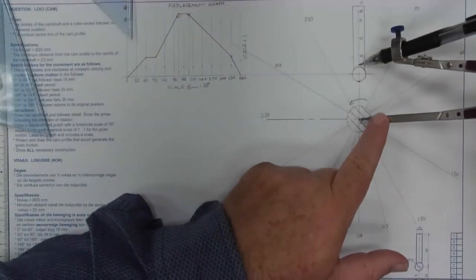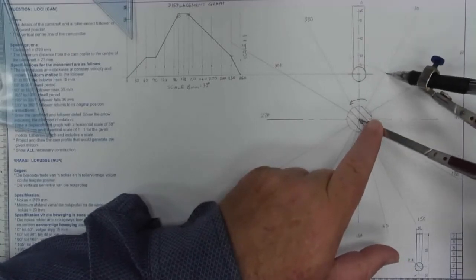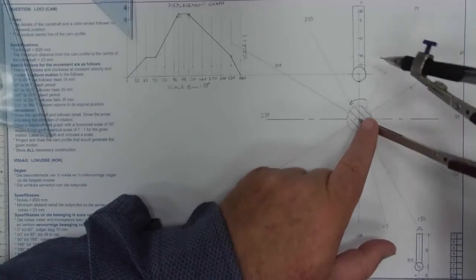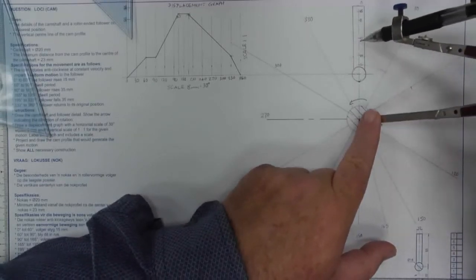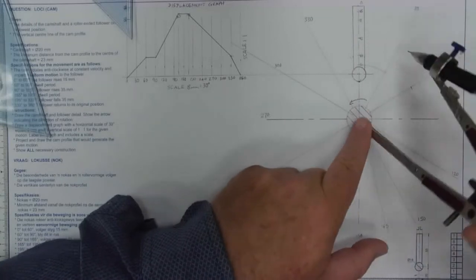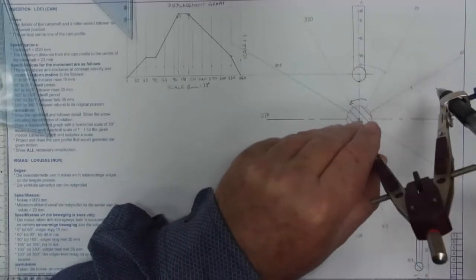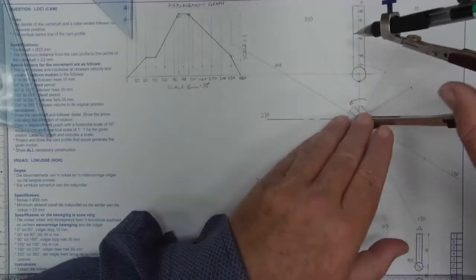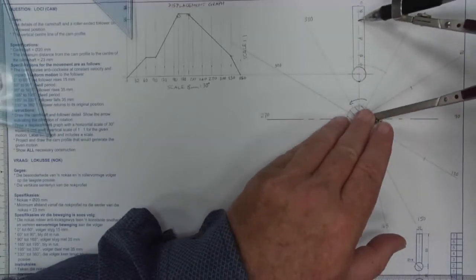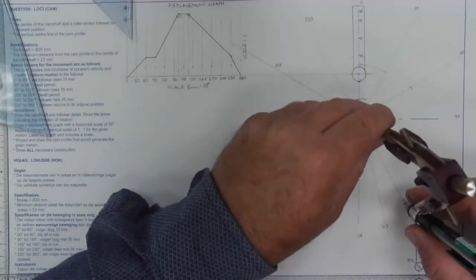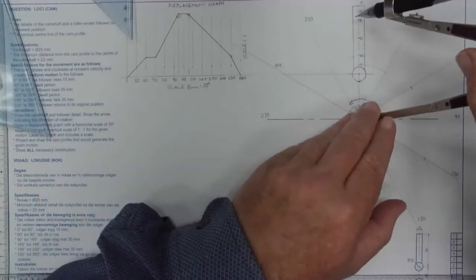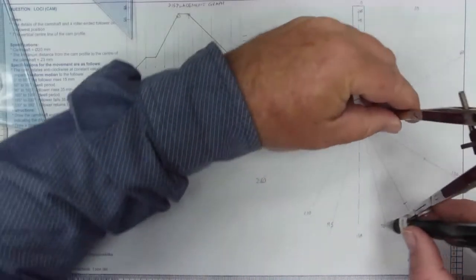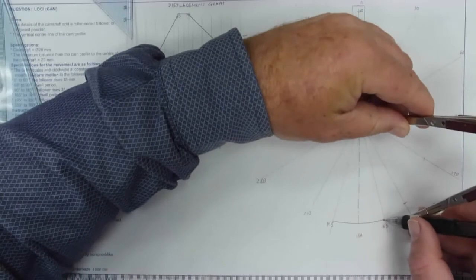Now I'm going to transfer my height measurements across. There was my 30, 60, here's 120, 150, now at 165, remember this is a dwell period, so 165 to 195, I'm going to draw in with an arc.